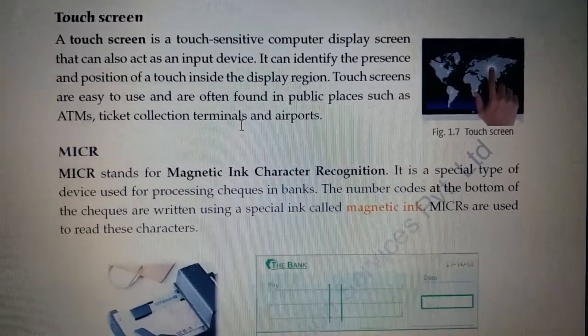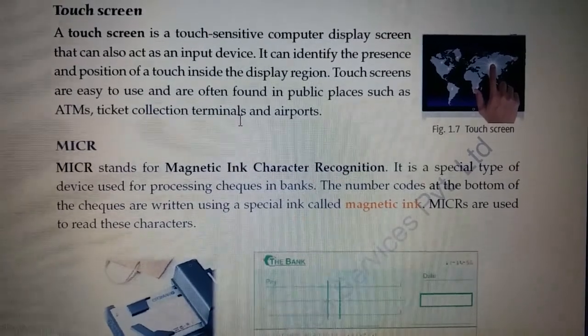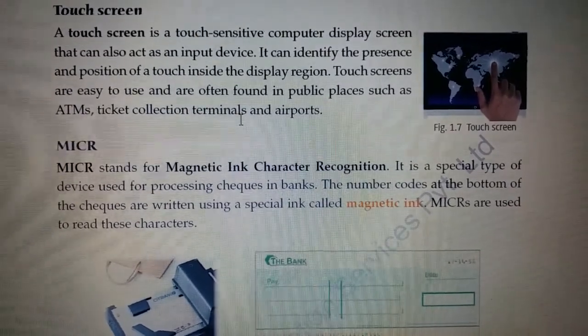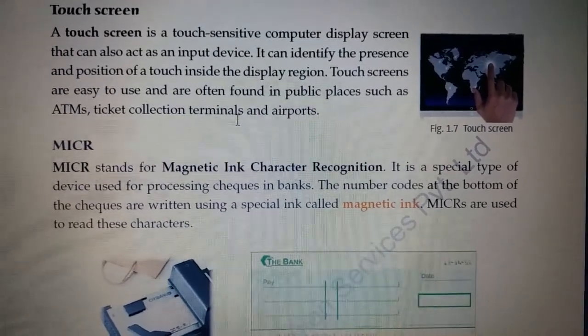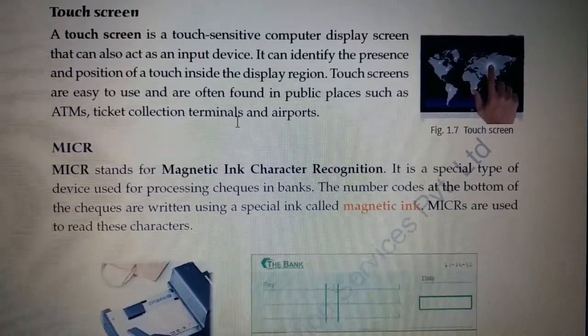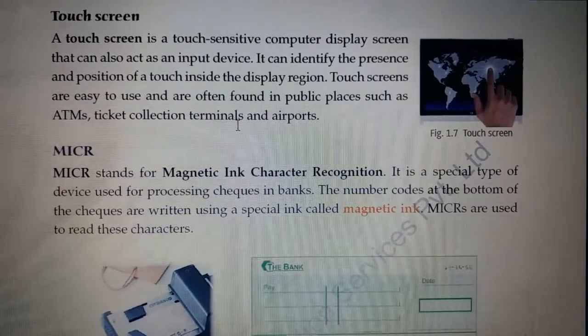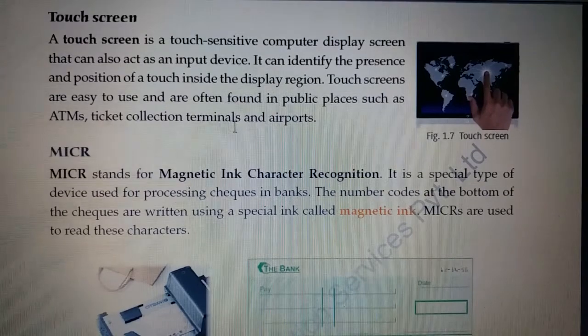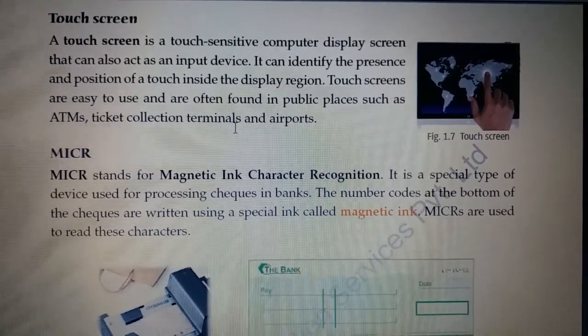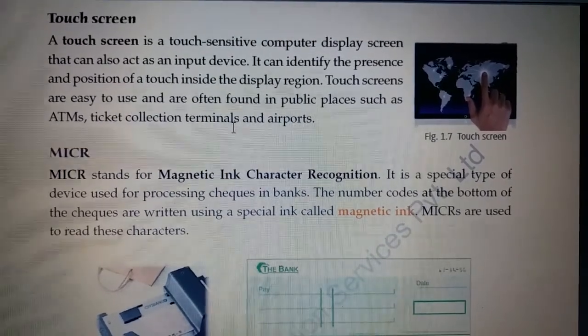Touch screens. A touch screen is a touch-sensitive computer display screen that can also act as an input device. It can identify the presence and positions of touch inside the display region. Touch screens are easy to use and are often found in public places such as ATMs, ticket collection terminals and airports.